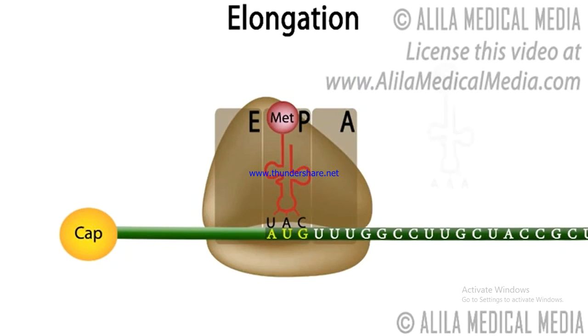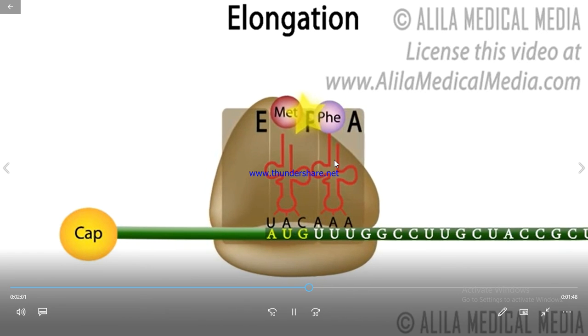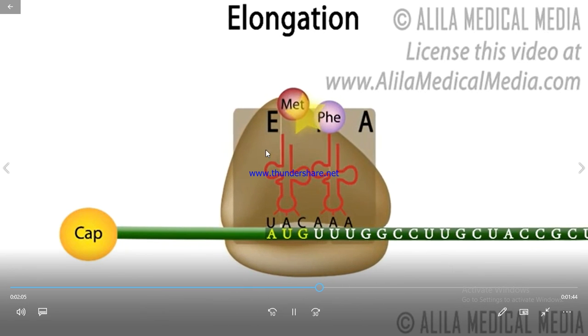When the right aminoacyl tRNA enters the A site, a peptide bond is formed between the two now adjacent amino acids. This is messenger RNA, and in messenger RNA there is no thymine; thymine is replaced with uracil. The tRNA in the P site releases its amino acid onto the aminoacyl tRNA in the A site and becomes empty. This is the exit.